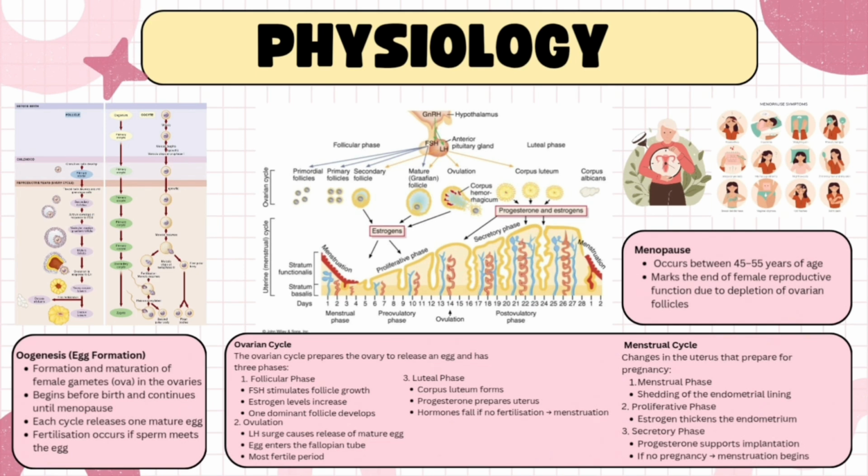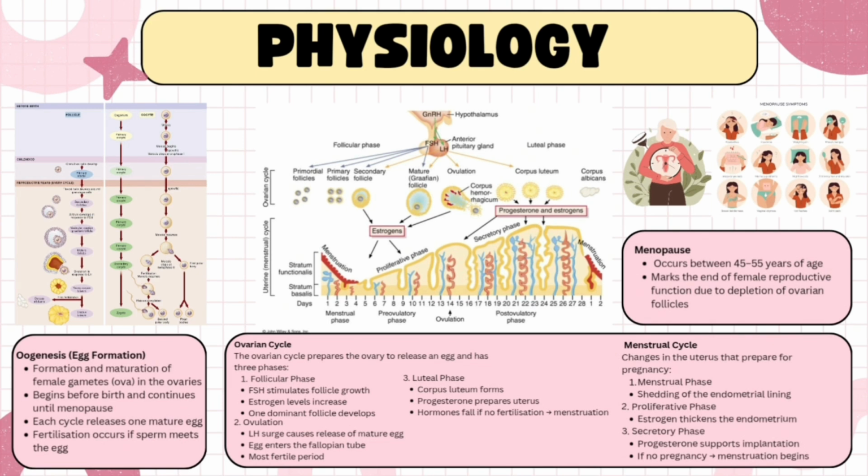And then we have the menstrual cycle, which involves changes in the uterus to prepare for pregnancy and also consists of three phases. The first one is the menstrual phase, which involves the shedding of the endometrial lining, resulting in menstrual bleeding. Then we have the proliferative phase. Under the influence of estrogen, the endometrium begins to thicken and regenerate after menstruation. The last one is the secretory phase. Progesterone causes the endometrium to become highly vascular and glandular, supporting possible implantation. If pregnancy does not occur, then menstruation will begin again.